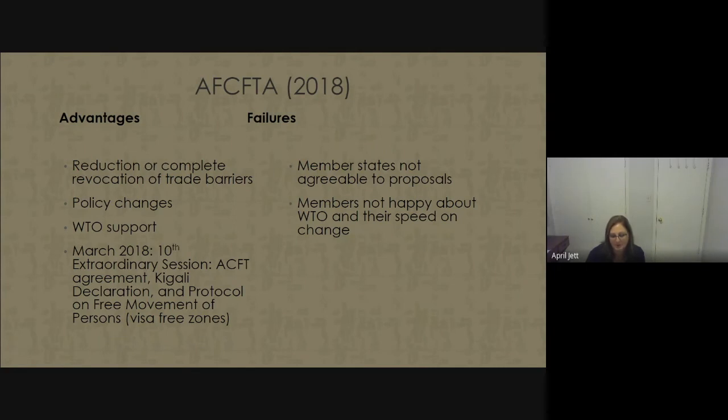Protocol on Free Movement of Persons was signed by 30 member states, establishing that everyone has the freedom to have a residence anywhere within the borders of their state and the freedom to leave that country and return to their own country. Some of the failures would include member states still not being agreeable to proposals due to the tariff revenue losses and uneven distribution of benefits, and members not happy with the WTO and their speed of change.